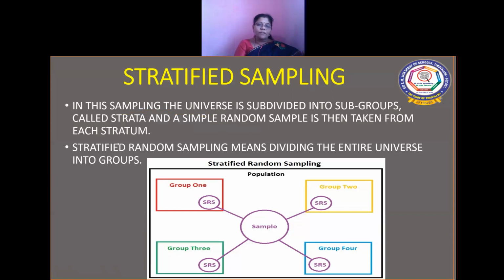In simple form, stratified random sampling means that in this method we divide the entire universe into groups. Dividing into groups is called stratified sampling. In this picture also, we can see the sample is divided into various groups, that is group 1, group 2, group 3, group 4.